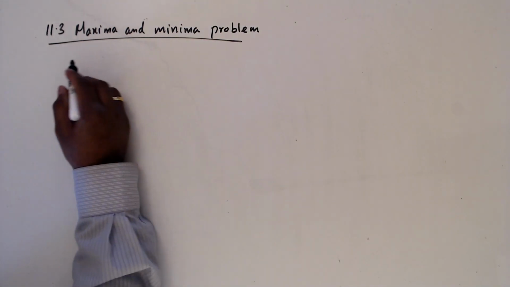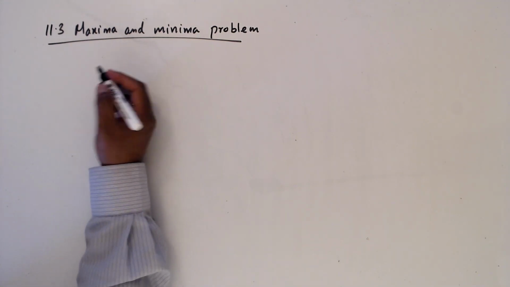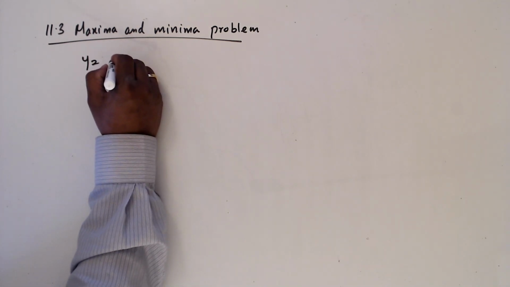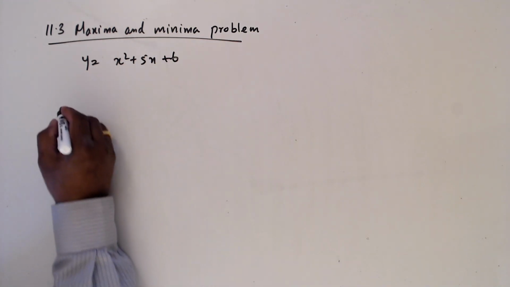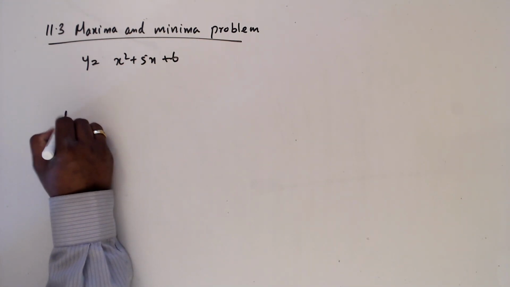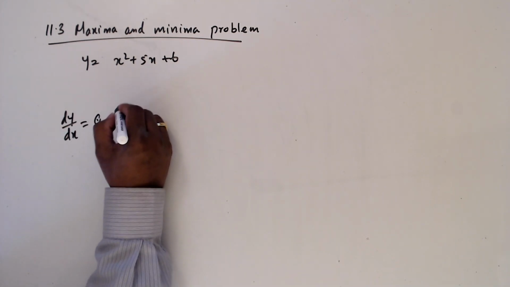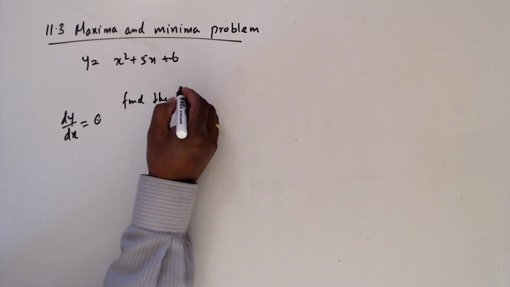11.3 Maxima and minima problem. We did this one in calculus. For example, if we have an equation like x squared plus 5x plus 6, and we want to find the minimum or maximum, what do we do? First of all, we will make dy/dx equal to 0, and we will find the stationary point.